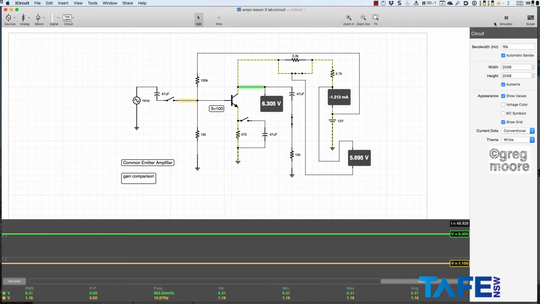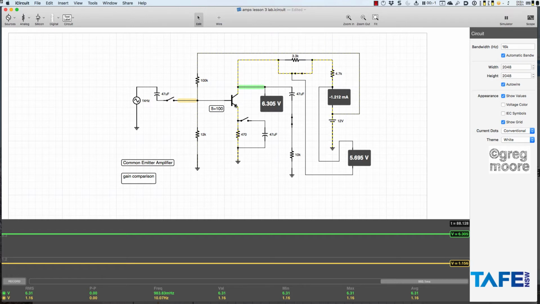So I've got the simulator running at the moment. The simulator really does push the computer to the limit. What we've got here is a common emitter amplifier, and we've got various switches in the circuit. I've got 1, 2, 3, 4 switches in the circuit, and let's examine what each switch does. The first switch, of course, is connected to the AC source, and when it's open, it isolates any AC from getting into our amplifier circuit.